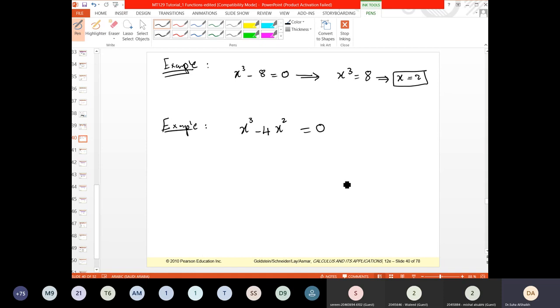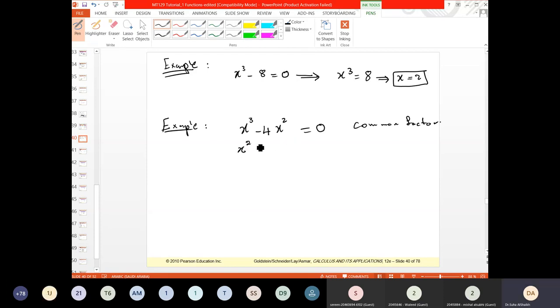Okay, I'll try not to write much. So in this one, I have x cubed and I have x squared. We do what we call taking a common factor. We do the common factor technique here. What common factor can I take here?